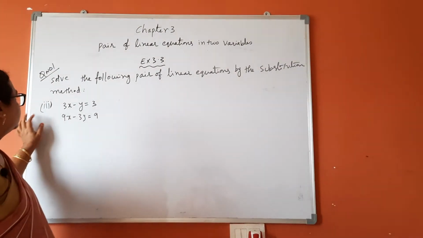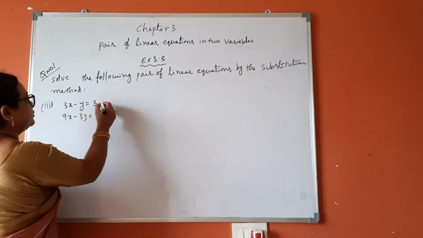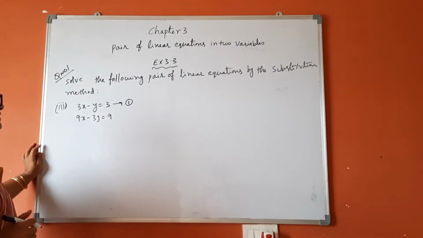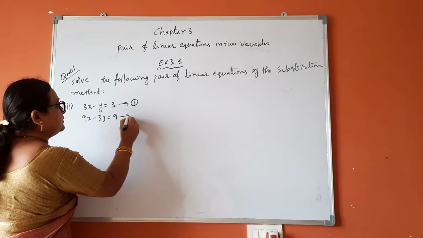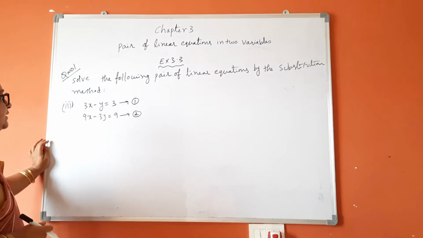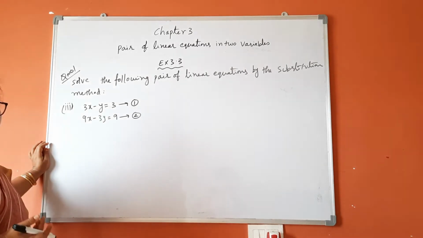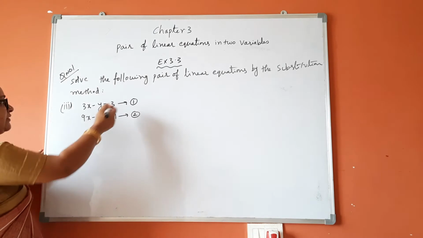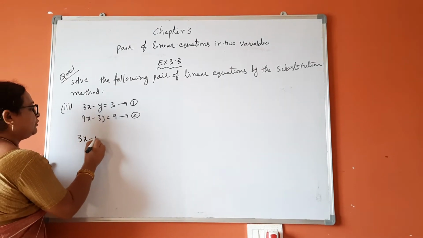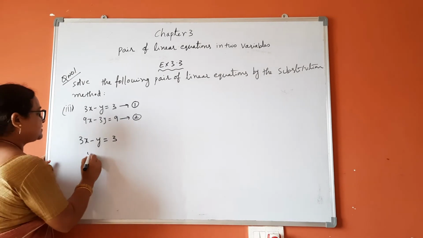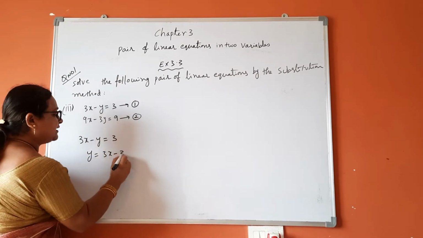Question number 3. 3x minus y is equal to 3, that is equation 1. 9x minus 3y is equal to 9. This is our second linear equation in two variables. Here the two variables are x and y. As we are using substitution method, from equation 1 we will find the value of one variable in terms of another variable. So y is equal to 3x minus 3.